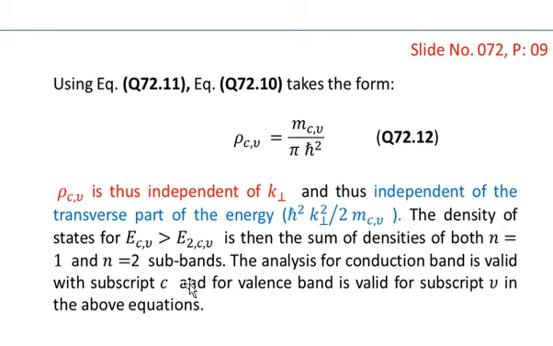That is, if we want to calculate the density of states for an energy beyond the second level of energy, then we need to incorporate the density of states corresponding to n equal to 1 and n equal to 2 sub levels or sub bands. The analysis for the conduction band is valid with the subscript C, and for the valence band it is valid for the subscript V in the above equations.